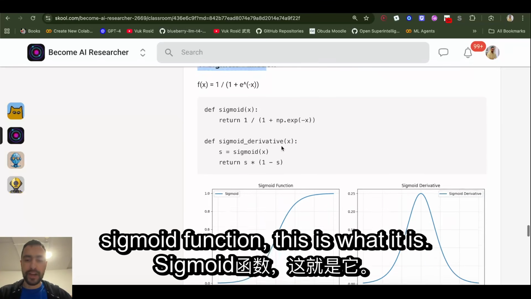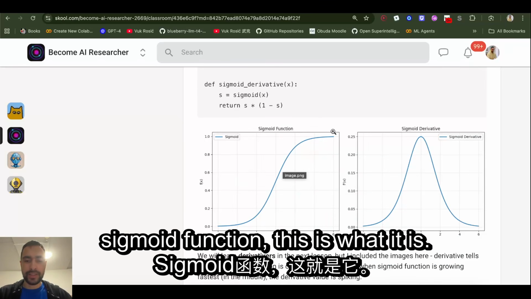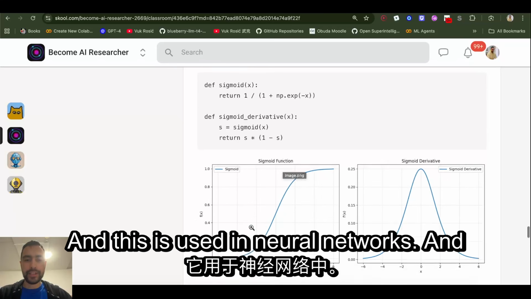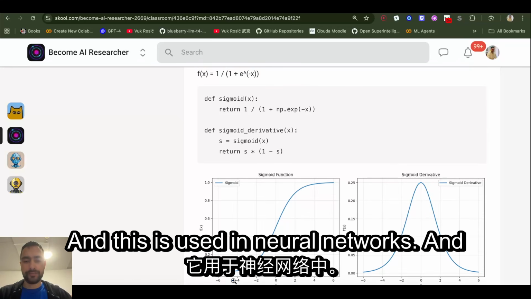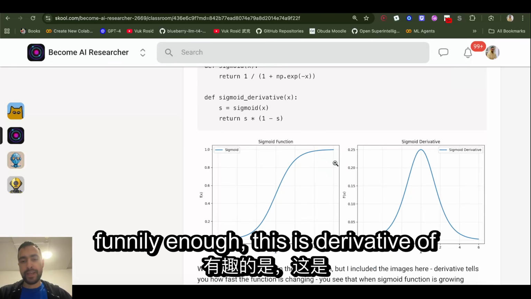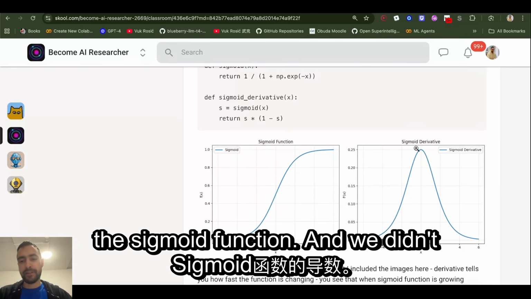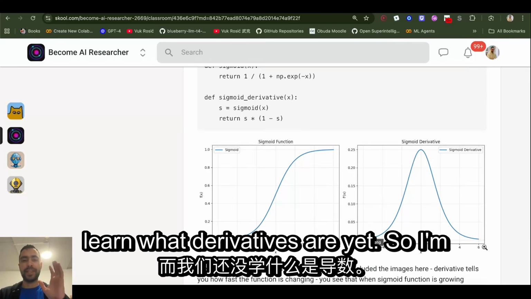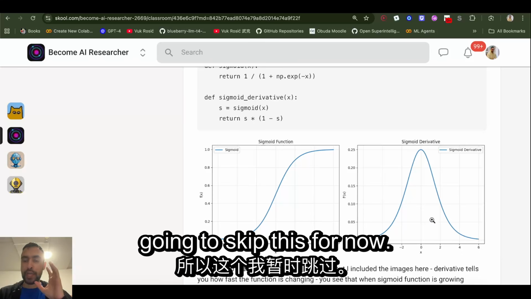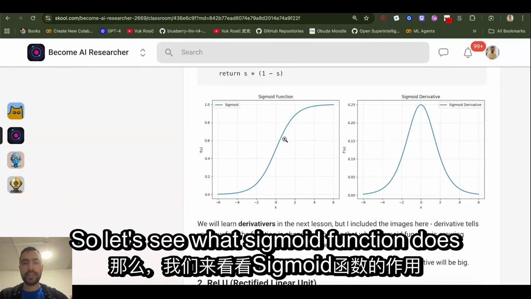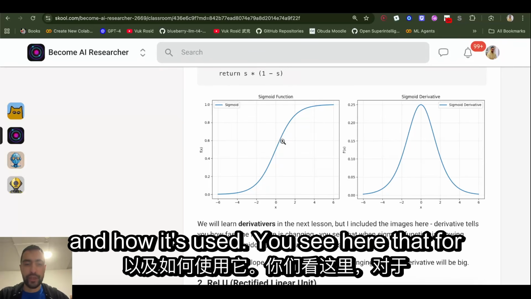So the sigmoid function, this is what it is. And this is used in neural networks. And funnily enough, this is the derivative of the sigmoid function, and we didn't learn what derivatives are yet. So I'm gonna skip this for now. So let's see what the sigmoid function does and how it's used.